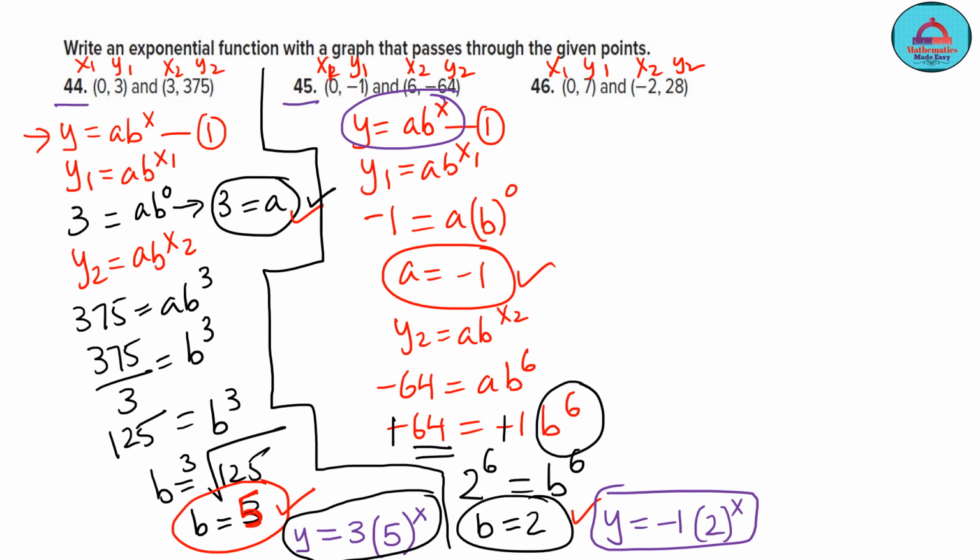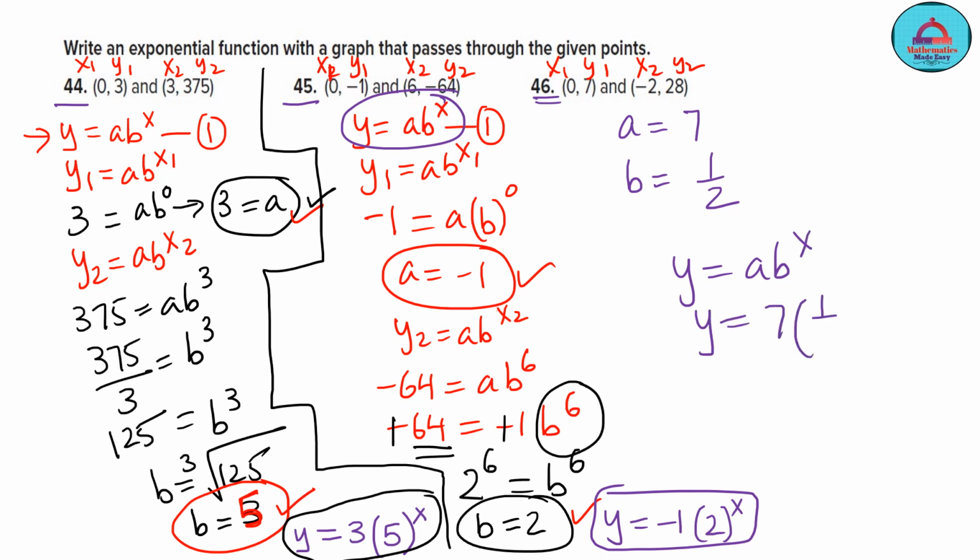We've already solved 2 of them together, so I would urge you to try 46 yourself. And when you do it, the value of a will come out to be 7, the value of b will come out to be 1 by 2, and therefore your answer y equal to a times b to the power x would come out to be y equal to 7 times (1 by 2) to the power x. Comment in the chat below, did you get this correct answer yourself? And let's now see the correct answers, all final answers for these kinds of questions.